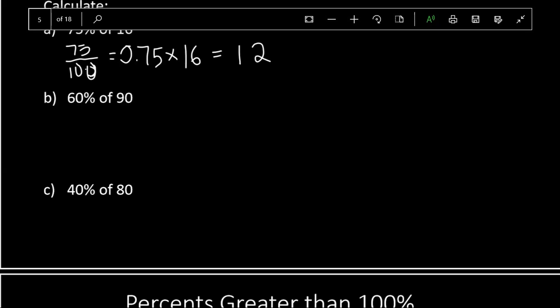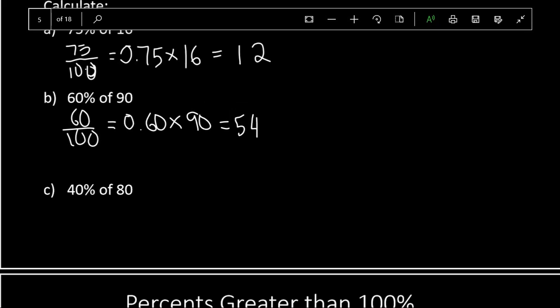Okay, so let's do B. So 60% of 90. Again, I'm going to convert that into a fraction because we know percents are always out of 100. So 60 over 100. Put that in your calculator and you get 0.60. And we're going to multiply it by our other number. So in our calculator, 0.6 times 90 gives us 54.